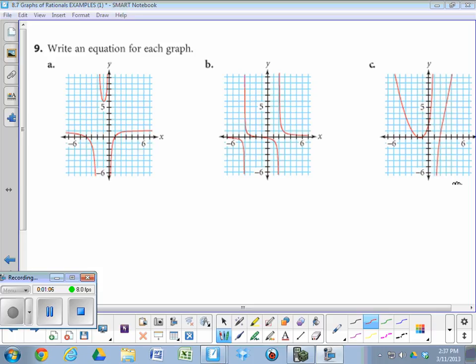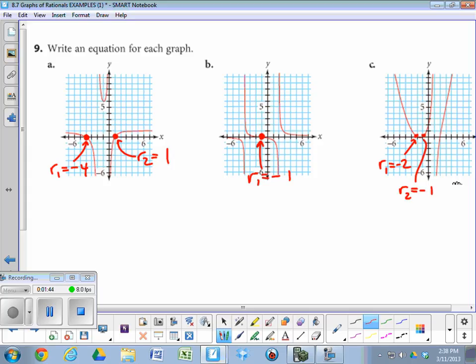So let's identify all the x-intercepts. What's this one on your graph? This is a root at -4. This root, call it root 2, looks like it's at 1. I know, because I saw the answer key, that this root is at -1. This root is at -2. This root is at -1. And this root is at +2.